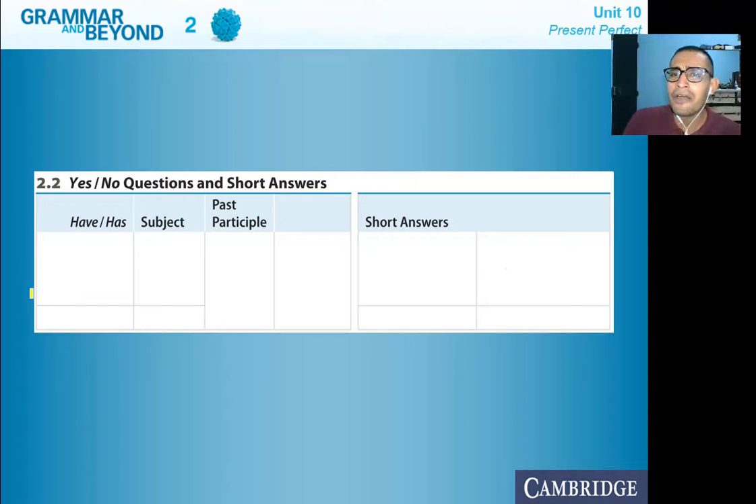Okay, how do we make the questions? Simply, we change the position of the subject and the auxiliary verb has or have, and we switch it. We simply switch the position, as you can see there in the corner. And we are going to say, have I found new medicines? Here you need to be careful with the intonation of the question. So you say, have I found new medicines? In a rising intonation. Have I found new medicines?